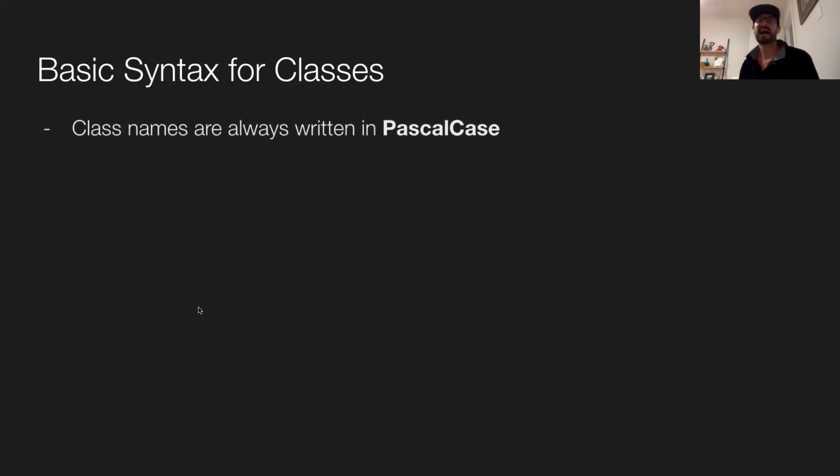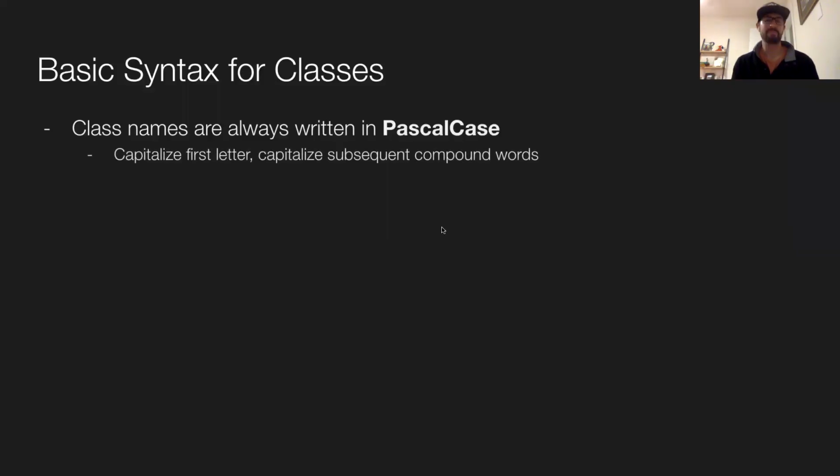So class names are always written in what's referred to as Pascal case. What that means is that you're going to capitalize the first letter and capitalize any subsequent compound words. So notice that Pascal is my first word that starts with a capital letter. Case is my second word, starts with a capital letter. There's no space in between. They're kind of smushed together.